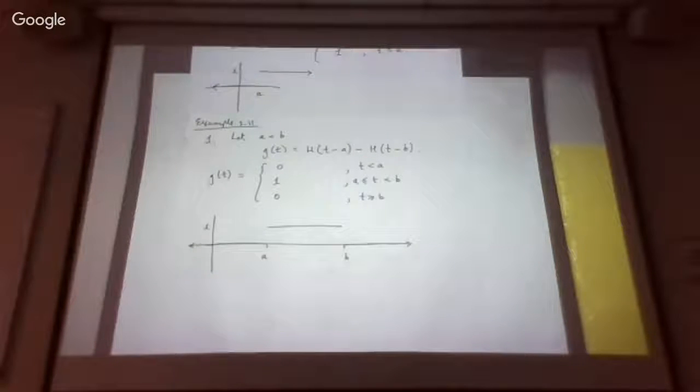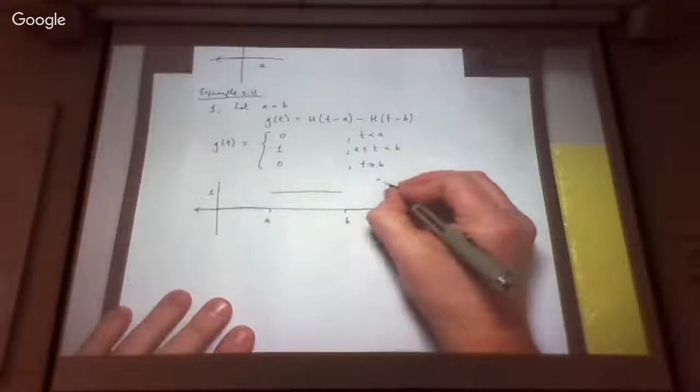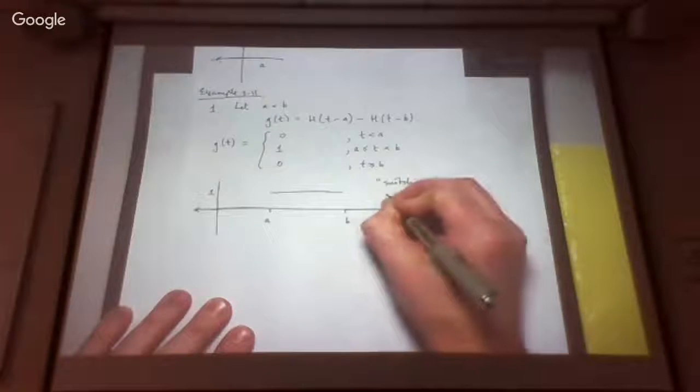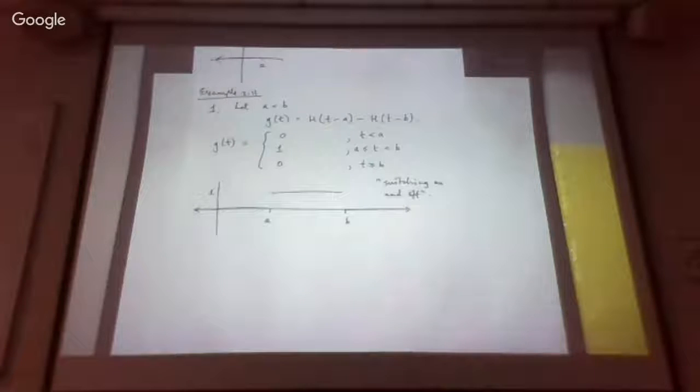Okay, that's a little bit more realistic. Most things we switch on, we tend to switch them off again. Lights, machines, forces, effects. Something happens for a certain period of time, and then it stops happening. So this is like switching on and off. But it's interesting how we can do it using the same basic function, the Heaviside step function.